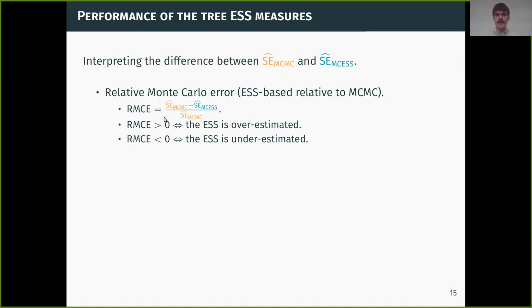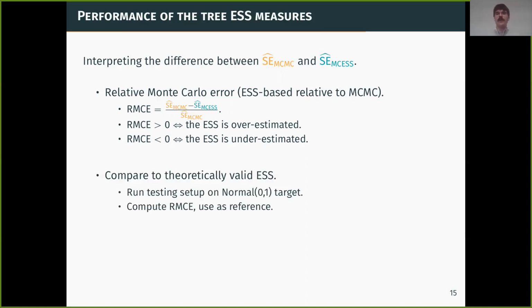If the RMCE is greater than 0, we have overestimated the ESS. If the RMCE is less than 0, we have underestimated it. So it's pretty interpretable. We can also compute this in a normal standard use case of ESS. In fact, we're going to target a standard normal and do this a bunch of times and compute the RMCE, and we'll use that as a baseline for how good performance could be for our measures.